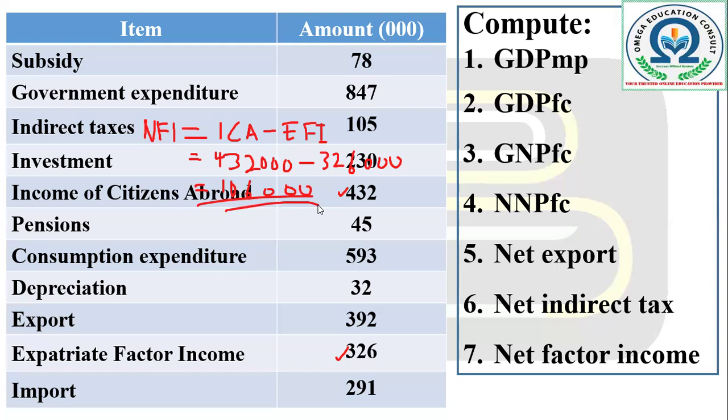Now take note that sometimes in the data that will be given, you will not be given exports, imports separately. You will not be given subsidies, indirect taxes separately. You will not be given income of citizens abroad and then expatriate factor income separately. The subtractions or the differences might be found for you. Okay, so you have the value of net exports, you have the value of net indirect tax, you have the value of net factor income. When these nets are given, you will have to add at the various stages or various steps in the computation. So let's have an example of that.